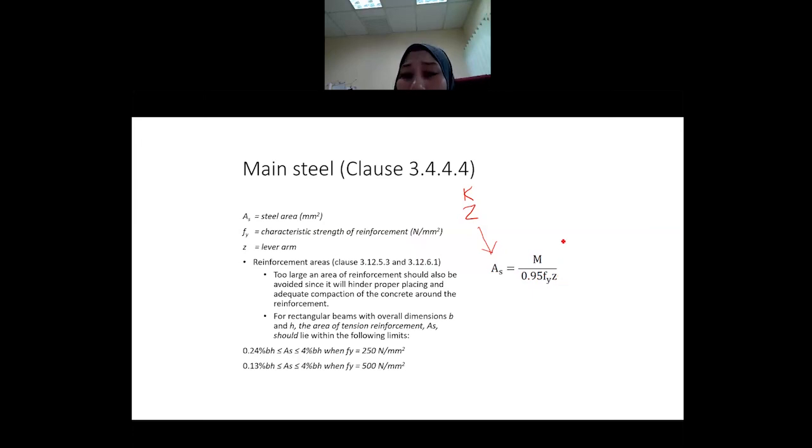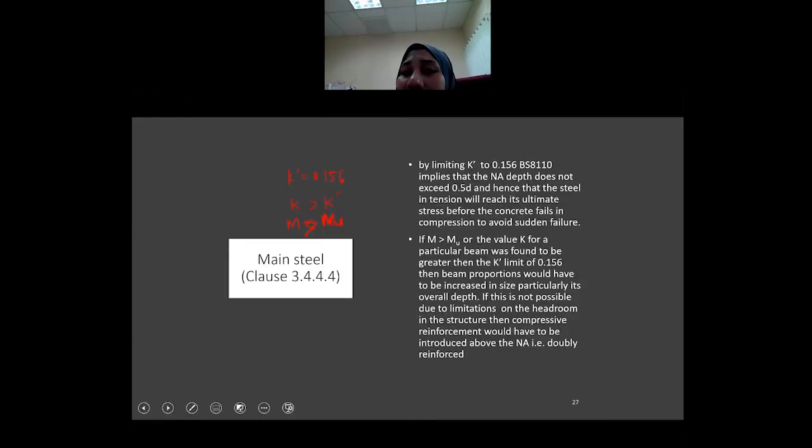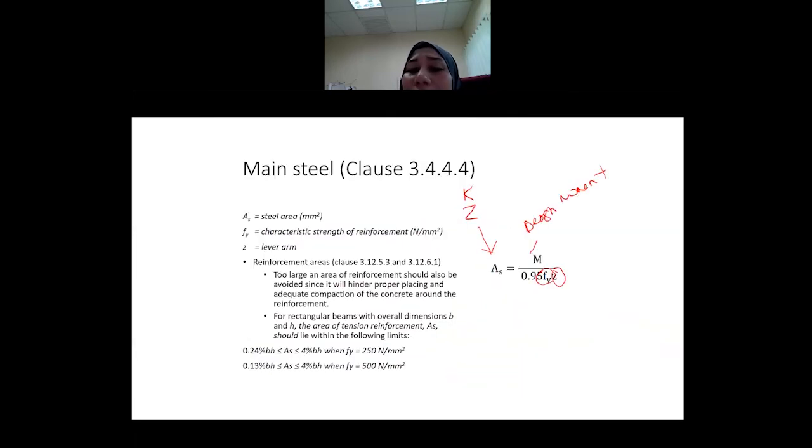Okay. So, 0.95 ni tak ada apa-apa lah, formula saja. M ni masih lagi design moment. Ultimate design moment. Okay, and then Fy adalah steel strength, if still remember. And Z adalah value yang you dapat earlier masa you kira kat sini lah. So, you dah ada value of Z. You just fill this formula. Okay, so you're going to get the value of steel area. Okay, so you dah ada steel area.